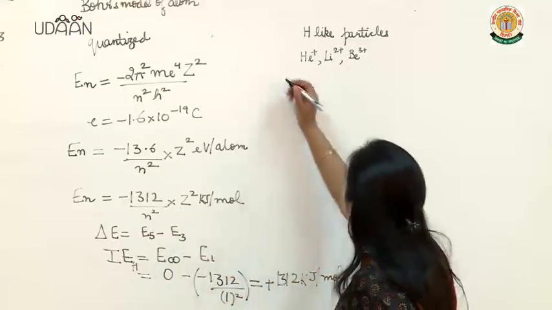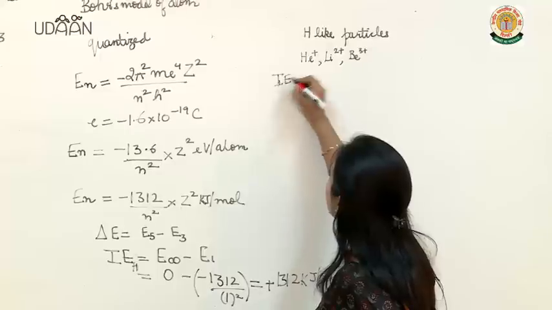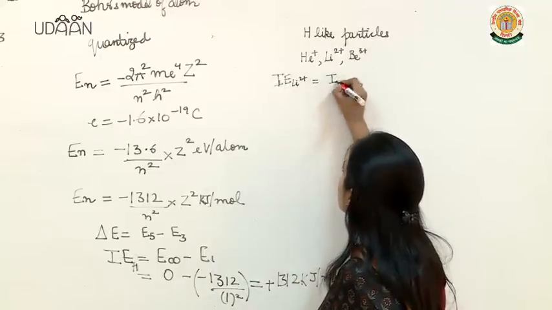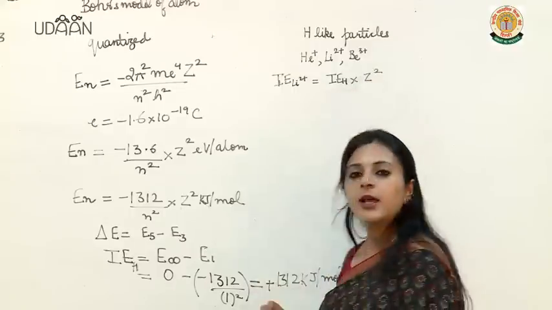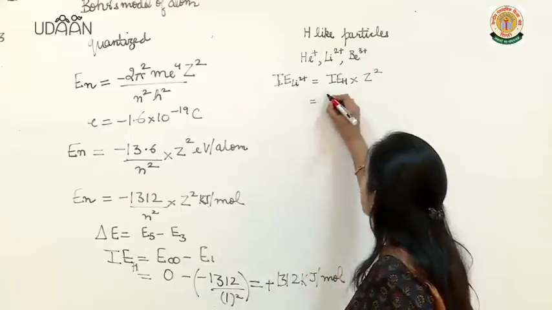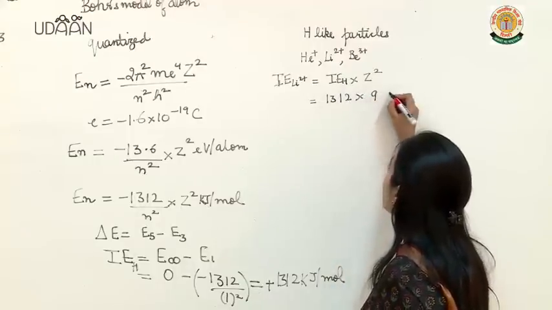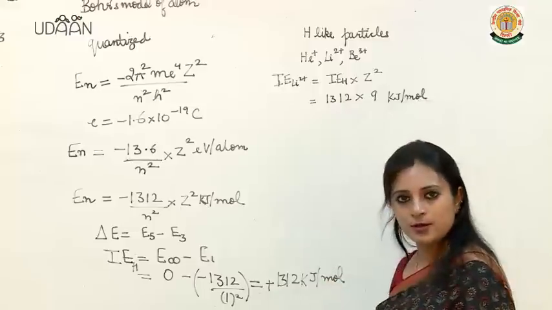Now, if I have to find out the ionization energy of Li2+, what will I do? My formula will become the ionization energy of hydrogen into Z square. So, I will just have to substitute 3 square into the ionization energy of hydrogen, that is 1312 into 9 kilojoule per mole would be my answer.